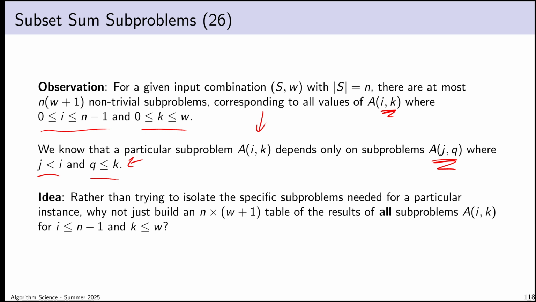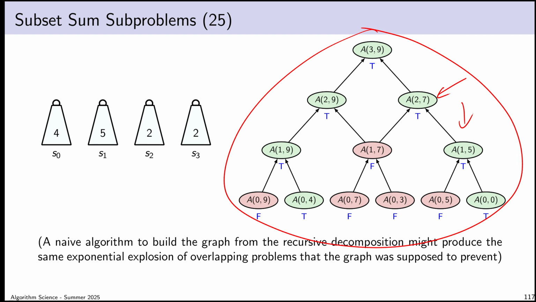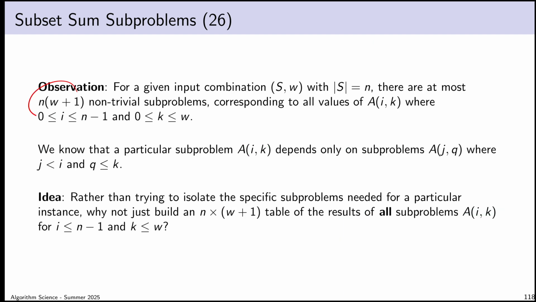So here's an idea. Rather than spending a bunch of time trying to find only the specific subproblems that I need, this graph I've created is nice because it's only the subproblems that I need, but it might take time to find those subproblems. Instead of doing that, why not just evaluate A for every subproblem that could possibly be relevant? So all of these subproblems. Just build a table, which is of size n times (W plus 1), where index (i,k) of the table stores the value of a(i,k). And then I could just go cherry pick the ones that are actually relevant to me.